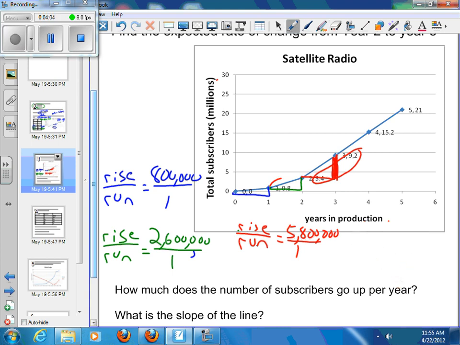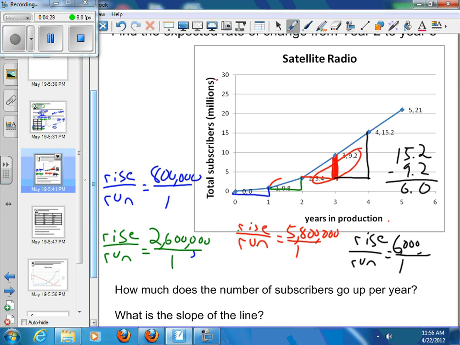Then I go to the next year, from year 3 to year 4. And again, rise over run. We ran 1 year again, and then we went up. So that would be 15.2 minus 9.2. So 15 minus 9 would be 6. So now we're at 6 million.